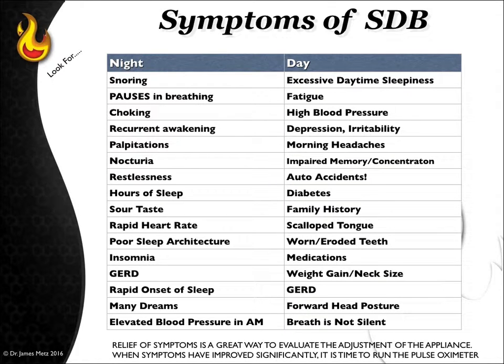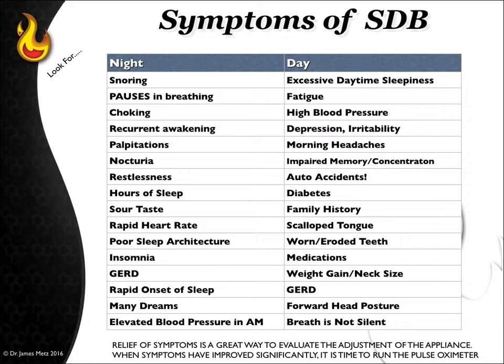Symptoms of sleep disordered breathing can be quite significant. You can have snoring at night, you can have pauses in breath, and many times they're witnessed by the sleep partner. You'll see choking, recurrent awakenings, palpitations, nocturia, or going to the bathroom at night, restlessness. Hours of sleep tend to be excessive. The patient will wake up with a sour taste in their mouth. You'll have a rapid heart rate when they wake up, and there's poor sleep architecture.